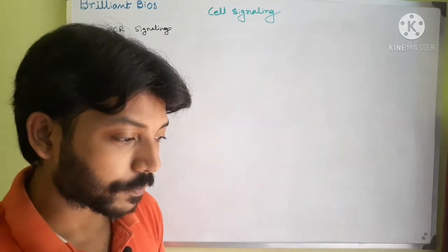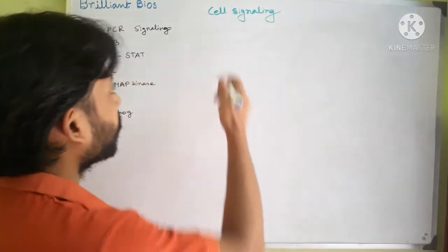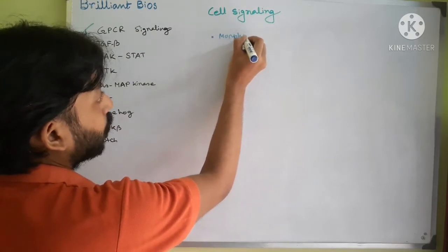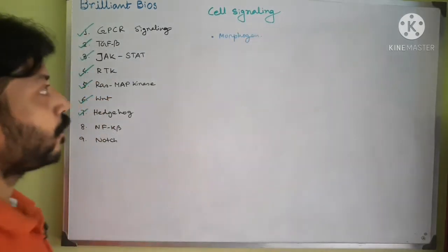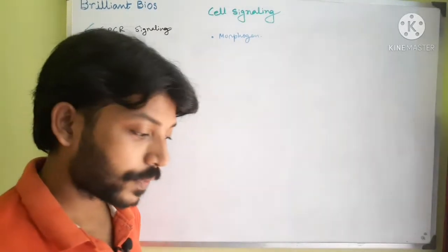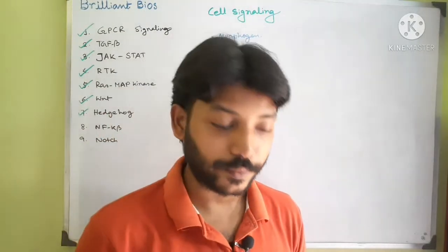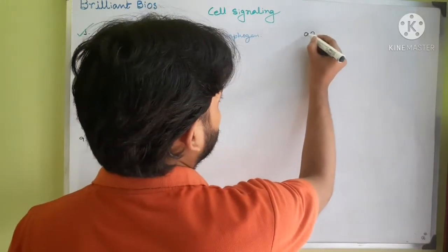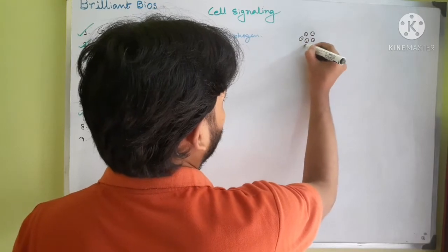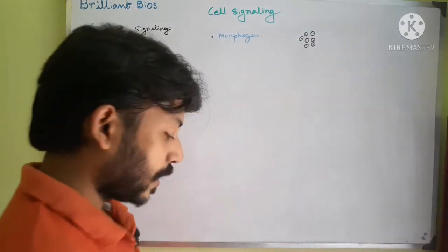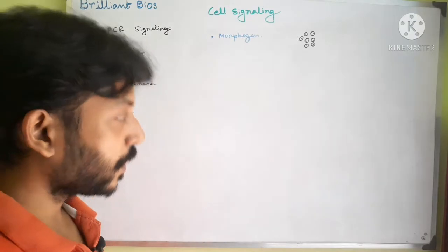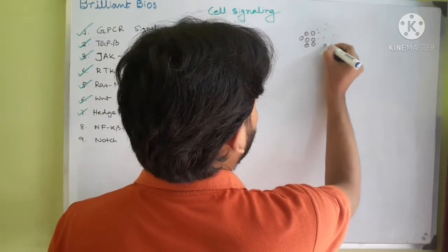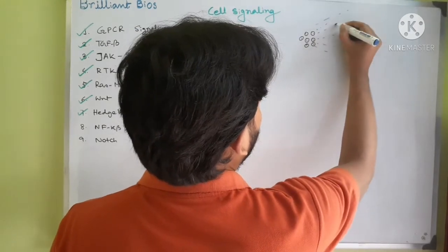Now the basic fact about this protein is that hedgehog actually acts as a morphogen. I have already discussed what a morphogen is and how it functions. I will also discuss this in this class. Let's suppose this is a cluster of cells. These are all cells that secrete this molecule. This is called the source, from which the cells are secreting this hedgehog protein.